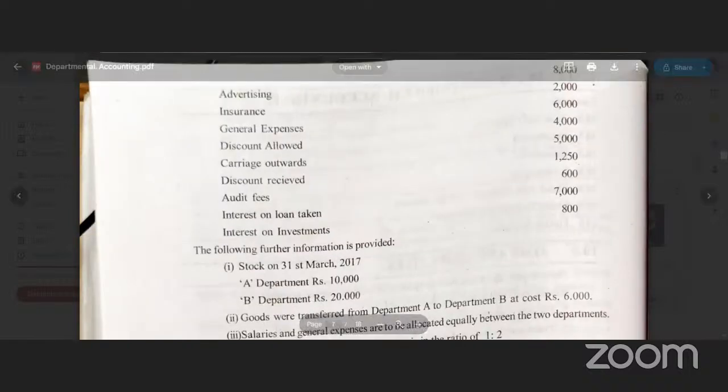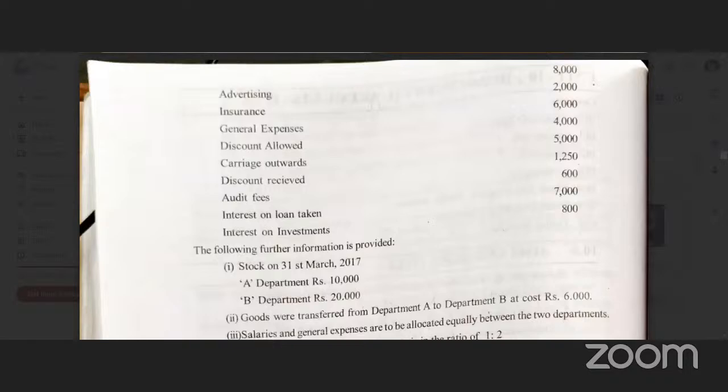Next, discount received. You allow discount to your customers, and now discount received. From whom do you receive the discount? From the seller. Seller means when you make the purchases. So discount received is to be allocated based on what? Purchases. Very good.